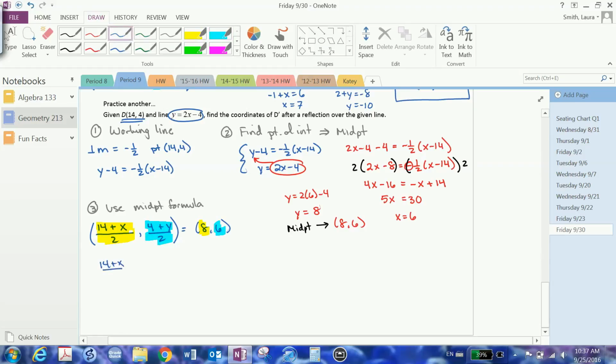So (14 plus x) over 2 has to equal 8. So 14 plus x is 16, so x equals 2. And (4 plus y) over 2 has to equal the 6. So it's going to equal 12. So y has to equal, wait a minute, did I copy that down right?